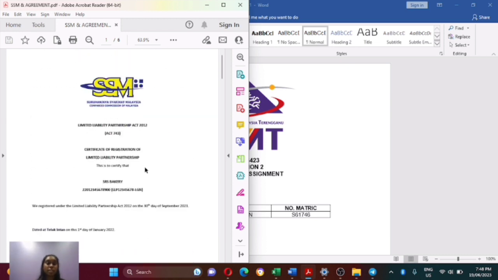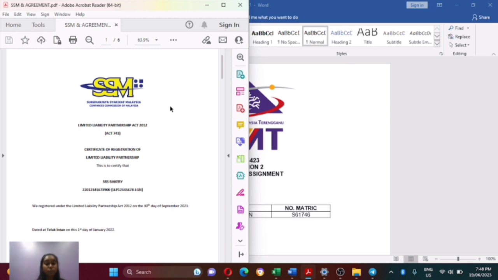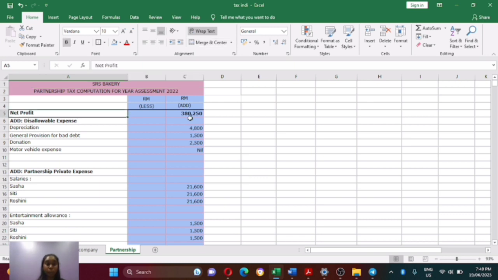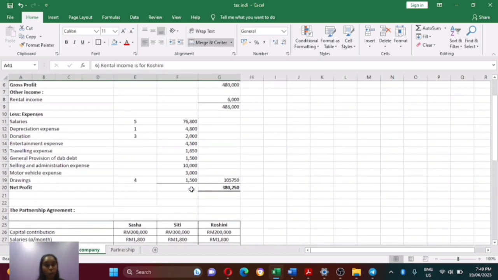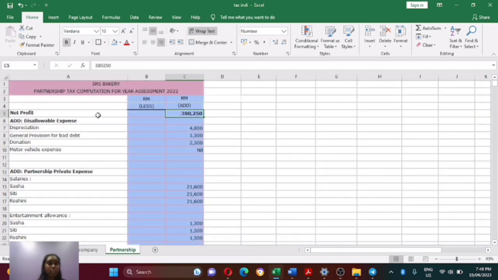I used source documents like the SSM and the partnership agreement, and also the annual report of the partnership, to compute the taxation for the year of assessment 2022. First of all, we have to start with the net profit to compute the tax for the partnership. For your information, I transferred all the information from the annual report of SRS Bakery to this Excel to make it easy to compute the tax for the partnership.